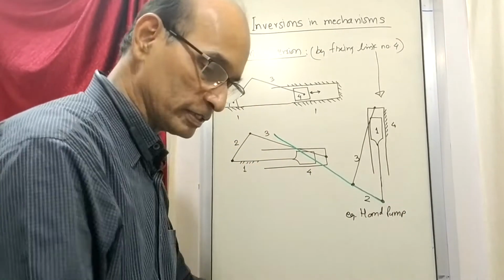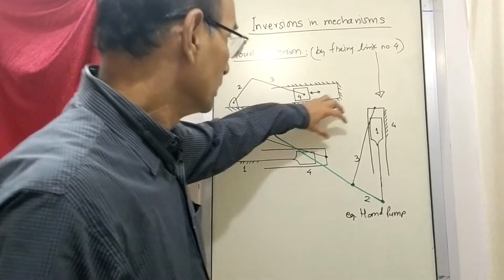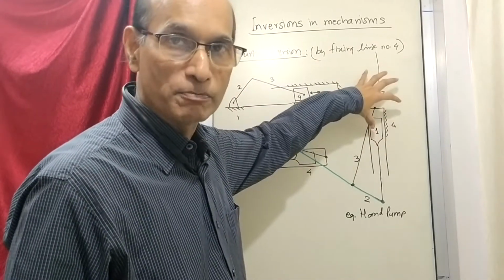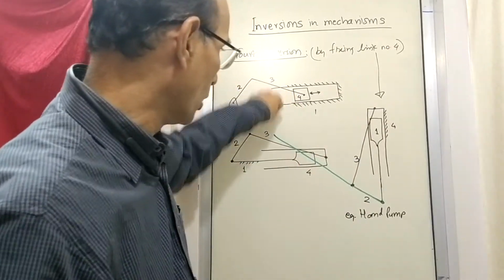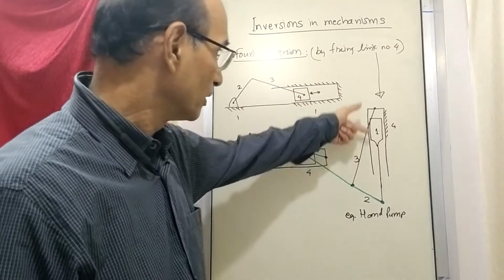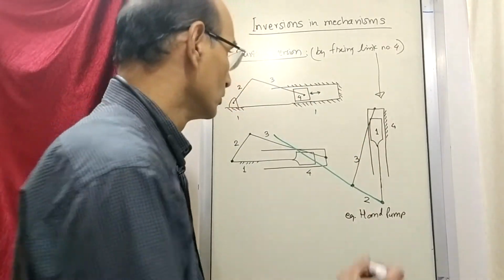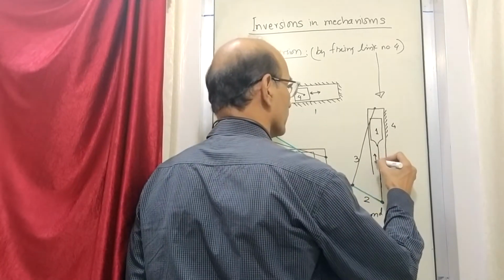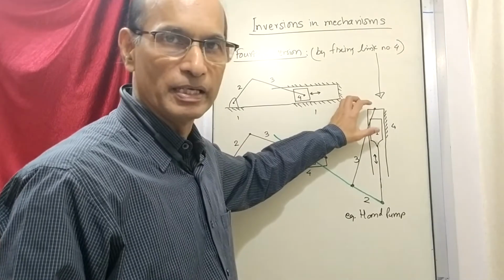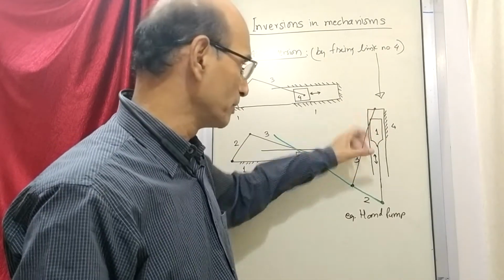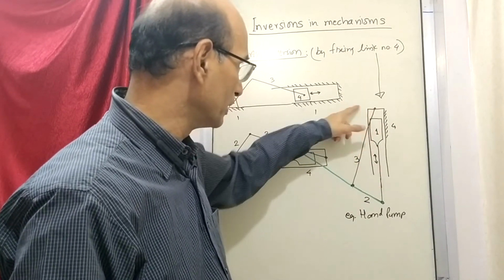It's a hand pump. How is this a hand pump? Because the outside body is fixed, which is a cylinder, and inside, the piston is going to move. So when I operate it like this, the piston moves up and down, and because of the valve arrangement made here, the water is lifted up and then comes out from here.